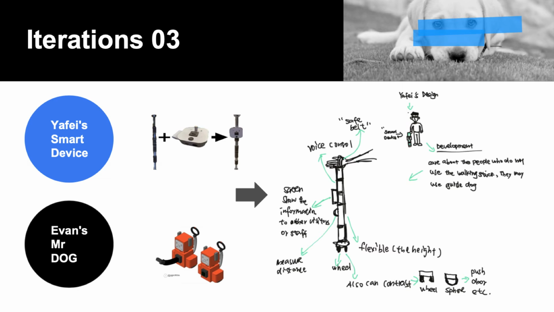Here is iteration 3, which was developed by Evan, that is me. Based on the situation of blind people, I found some of them are not familiar with a walking stick. They may use a guide dog or wheelchair, so I am going to combine my idea from the assessment too, because my device does not have those limitations. The function of my developed device is voice control. A digital screen can show information to others like staff. There are two versions of wear and the measurement device, and also the feature of flexibility.